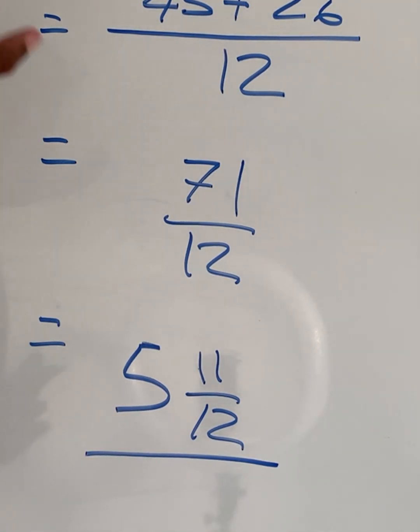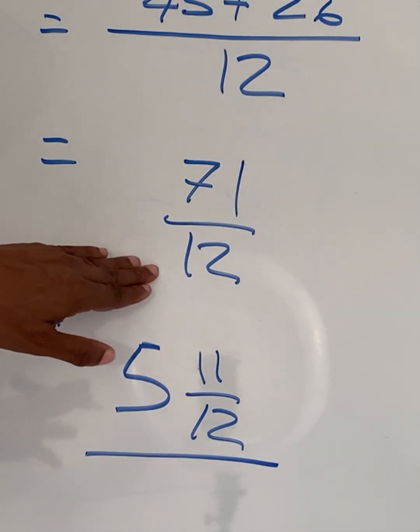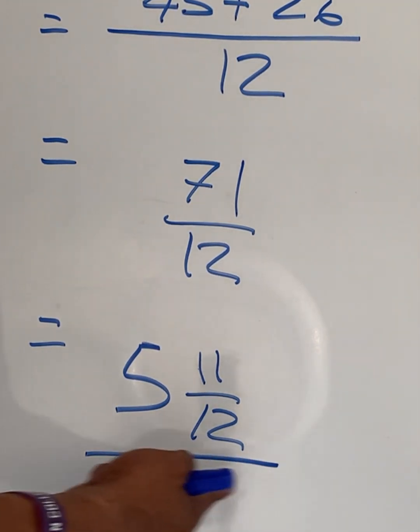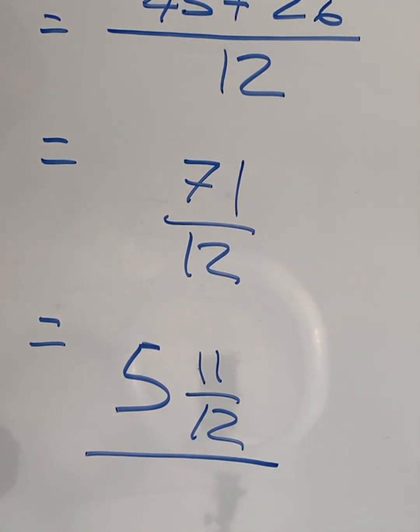And we always leave our answer as a mixed number and not an improper fraction unless the exam question asks you to leave it as an improper fraction. But we always break it down to a mixed number. So that's how we add mixed numbers.